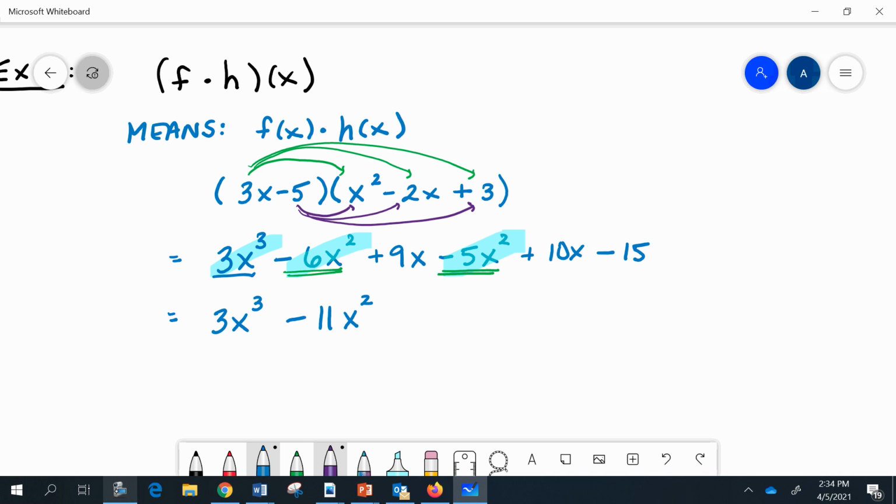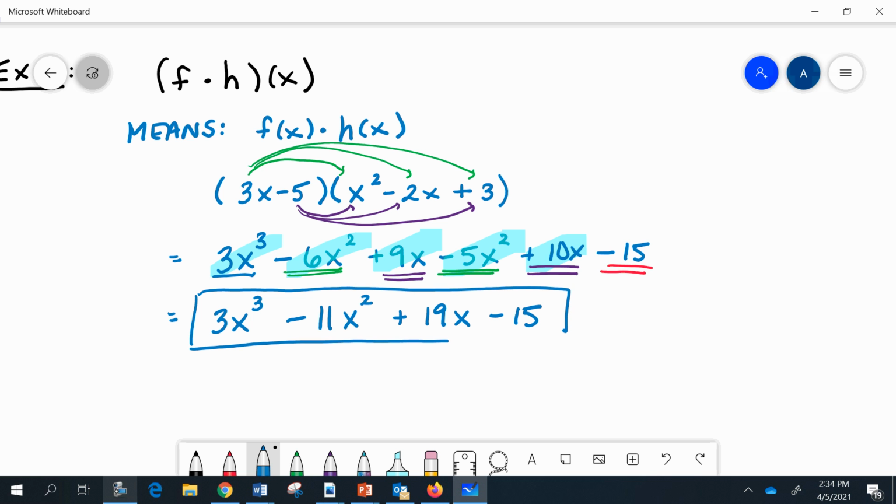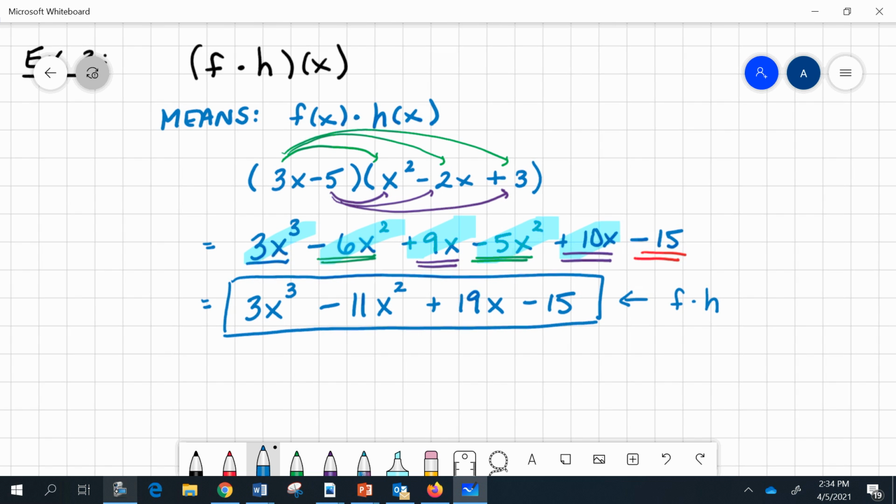Okay? So now I see a positive 9x and a positive 10x, which is going to combine to make a 19x. Okay? And so then finally, the last term we have right here is this negative 15, and there's nothing to combine it with, so we just bring down our constant term. And this right here is a new function that represents the f function being multiplied by the h function. Okay? So hopefully this makes sense.